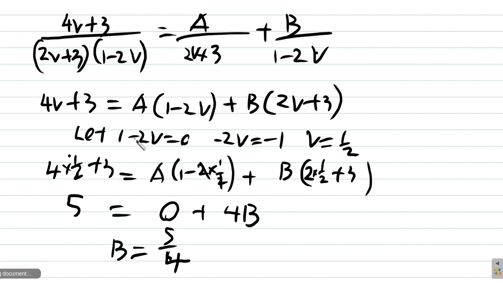So if you let this be equal to 0, you find that v is a half. So we put half in here to find b, because we eliminate a. A would multiply by 0, because you make this 0. 4 times half plus 3. 4 by half is 2, 2 and 3, 5. Alright? This would be 0. 2 by half is 1, 1 and 3, 4. So b is 5 over 4. We're going to do the transposition, right?